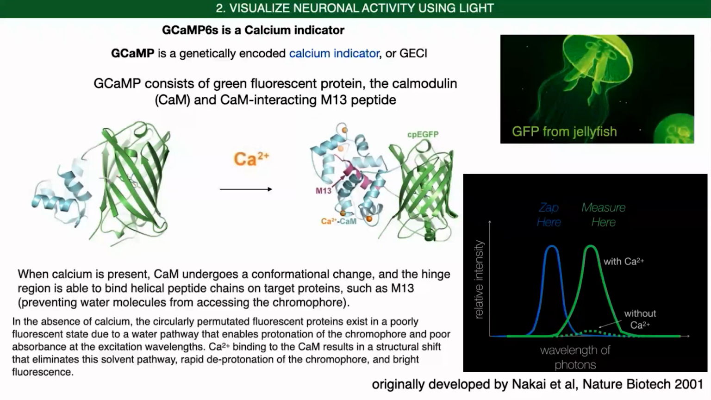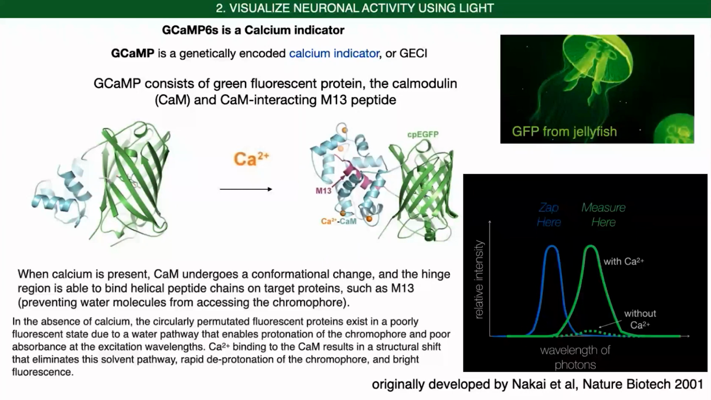And there are also other components, like the calmodulin component that you can find here, which is essential because it allows the connection with the calcium. So when the calcium is present in the cell, calmodulin will connect with the calcium. And then there is also the calmodulin-interacting M13 peptide. So how does this system work?